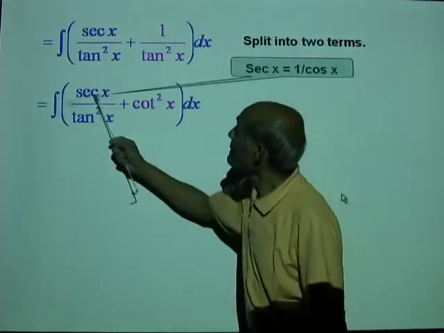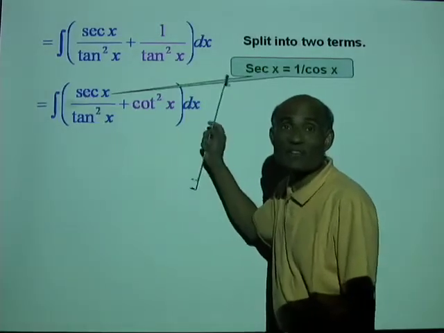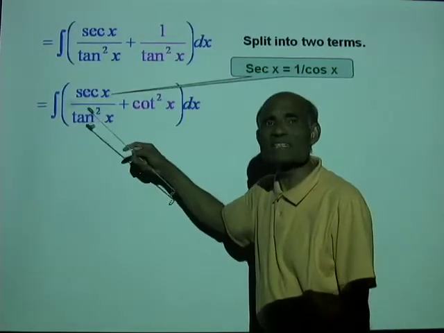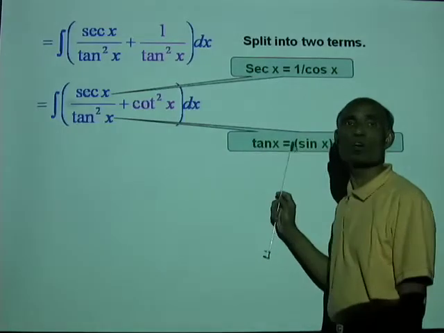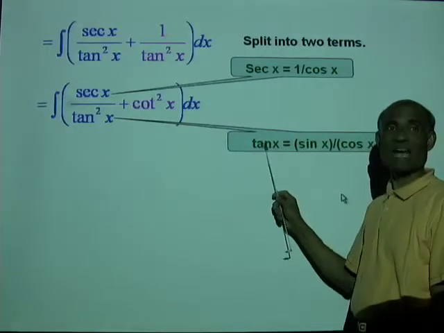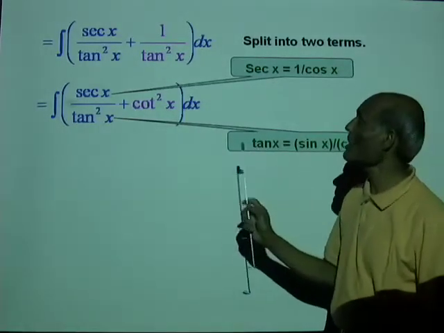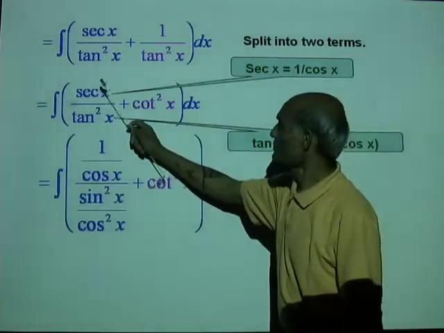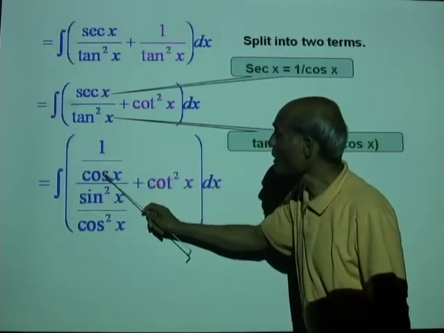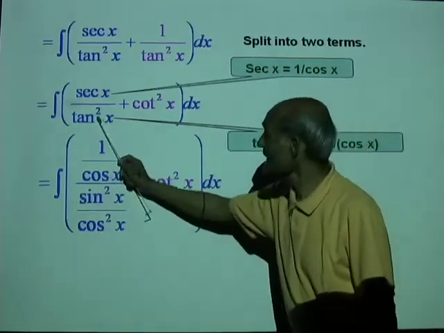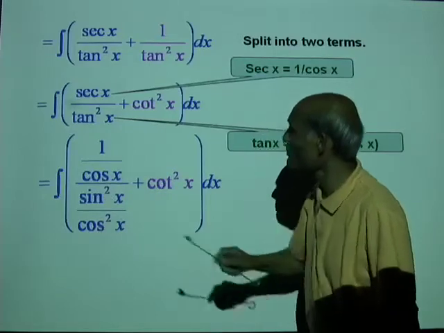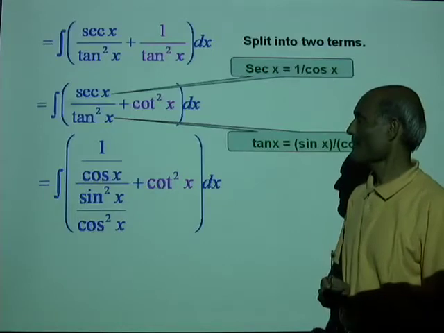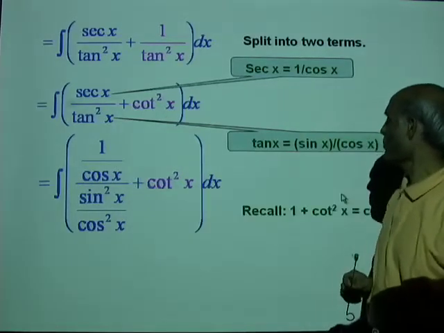And we are now going to replace secant x as 1 over cos x, and tan squared x is sin squared x over cos squared x. So tan x is sin x over cos x. Let's try and replace that. So that will be secant x is 1 over cos x, and tan squared x is sin squared x over cos squared x plus cot squared x. And if you simplify that, what do you get?